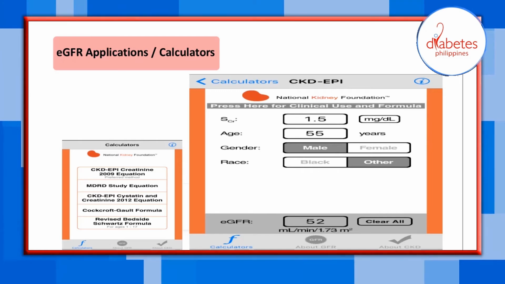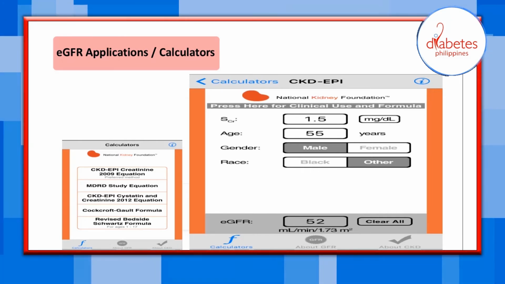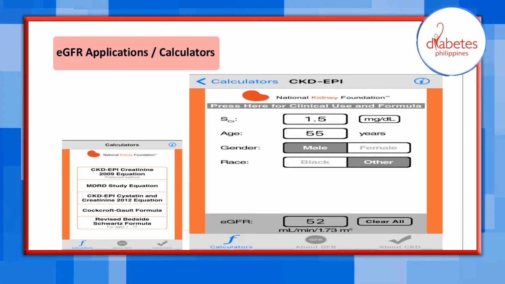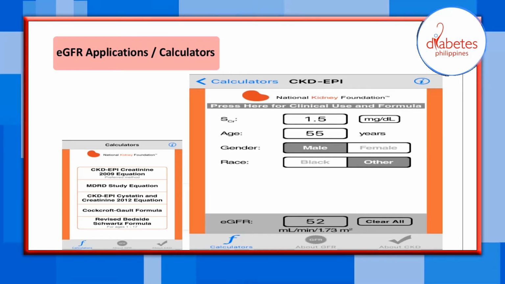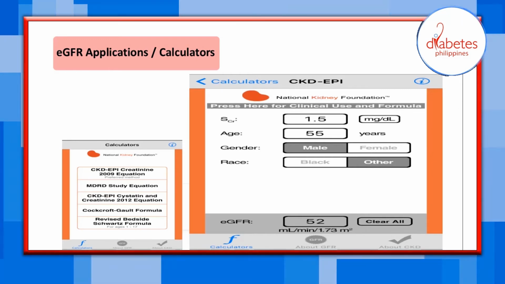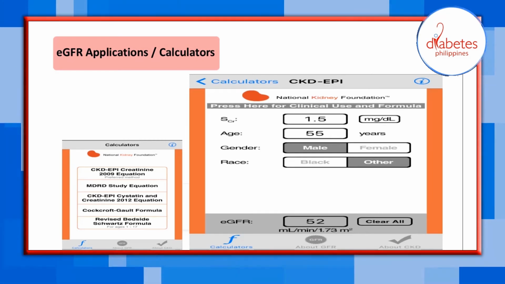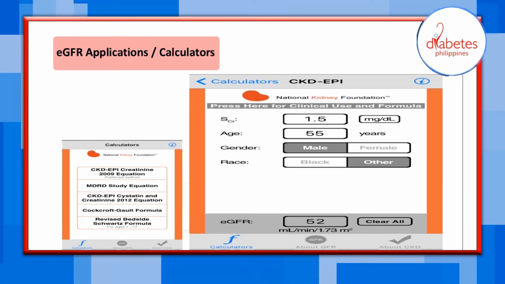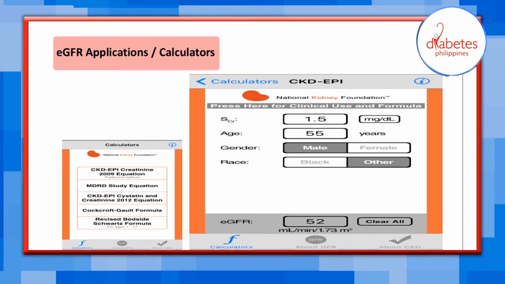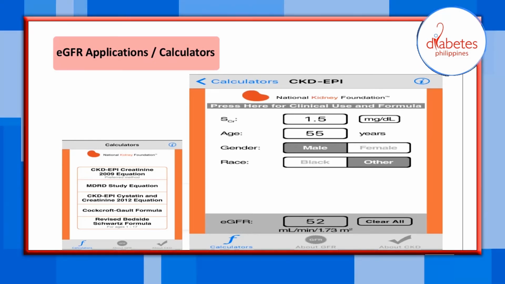So if we try to apply it for our patient, his serum creatinine is 1.5 milligram per dL with an age of 55 years old. Our patient is male and is Filipino. So if you try to input this on your CKD-EPI, which is available as a QX calculator, it's readily downloadable and it's free. The computed eGFR is 52 ml per minute. So what does this signify?